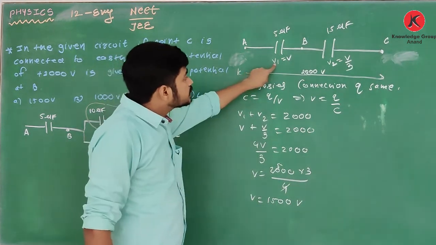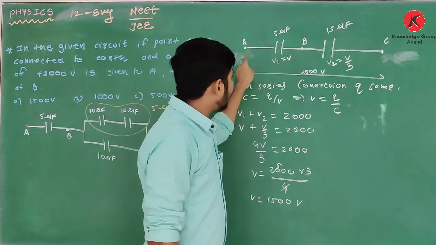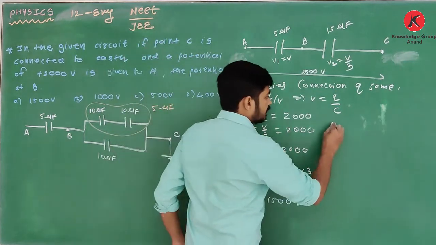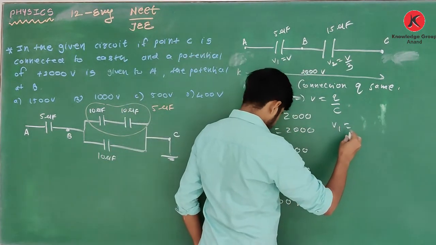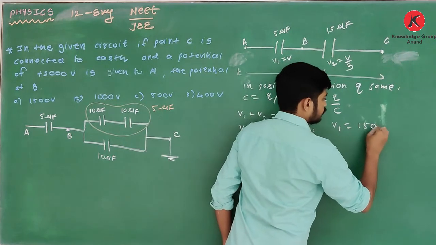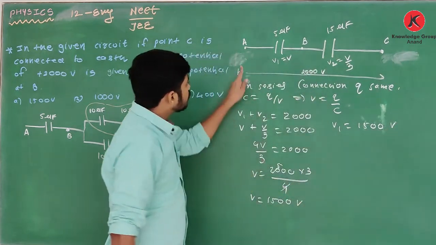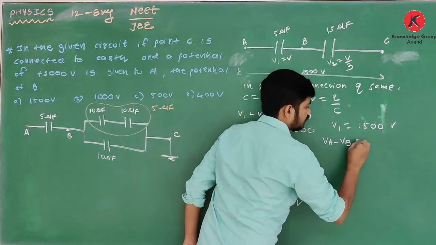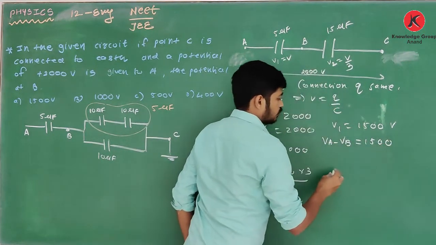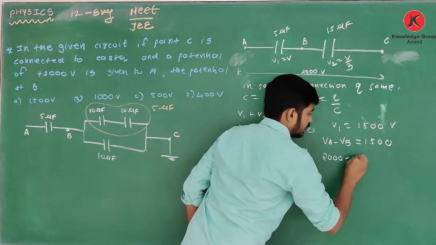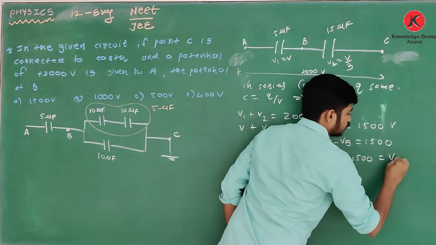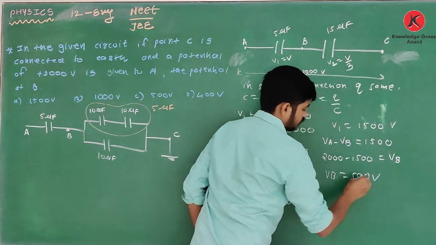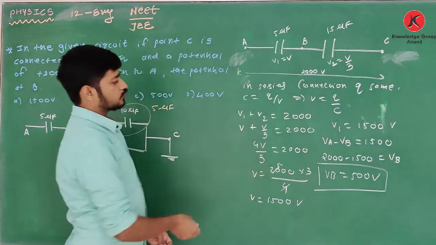Now V is the potential difference between these two ends, between A and B. Listen, V1 is 1500 volt. But V1 means potential difference between A and B. So I can write VA minus VB is equal to 1500. What is VA? 2000. If I take 1500 this side, it is equal to VB, so the value of VB is 500 volt.